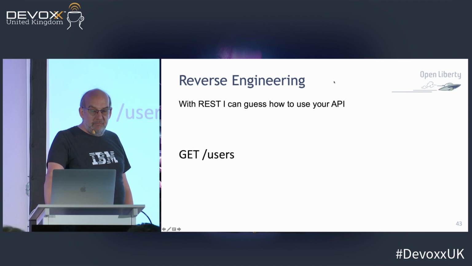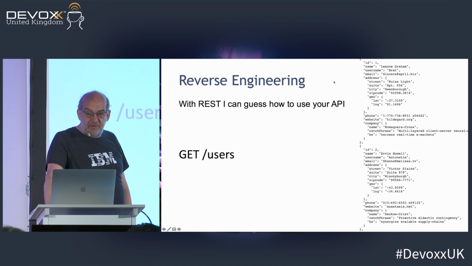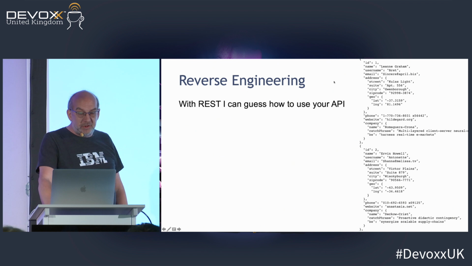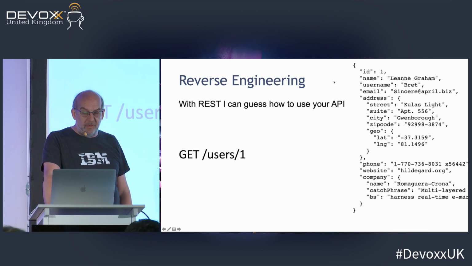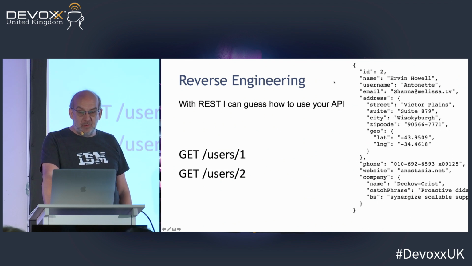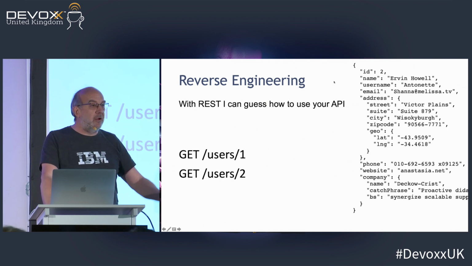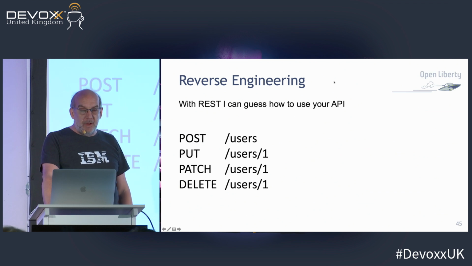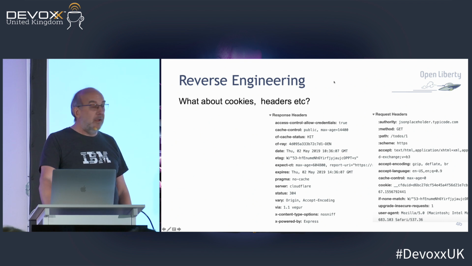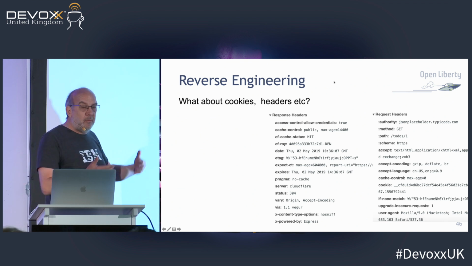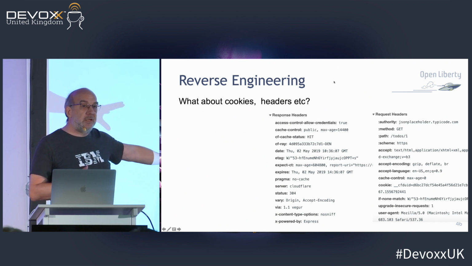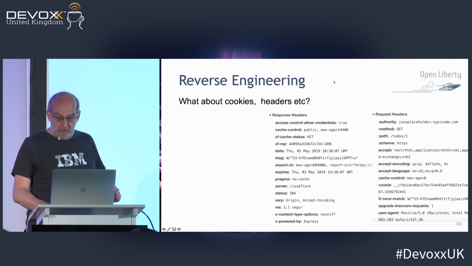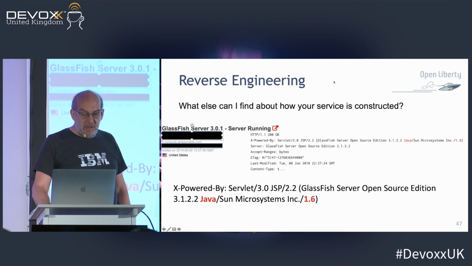I can do get users, and get some data. Cool, thanks very much. I can do users 1, I can get some more. I can do users 2, I can get some more stuff. I'm just exploring your API and getting into your system. I can try all the other verbs and see what happens. I can look at the cookies you're sending backwards and forwards. Can I find information in there? Can I play with that data, all automatically, and just see what happens?